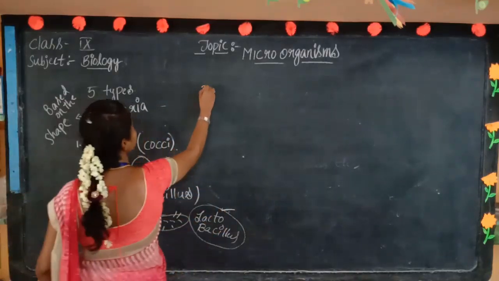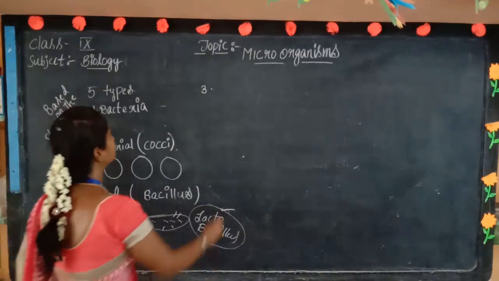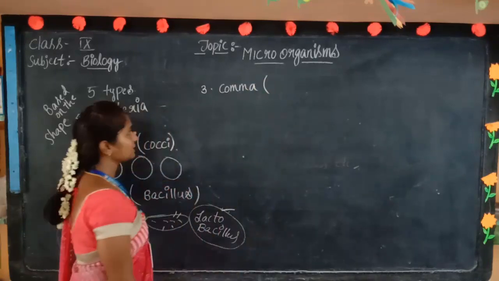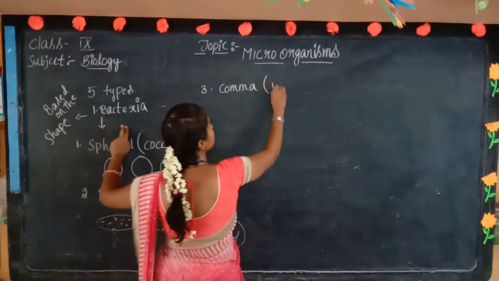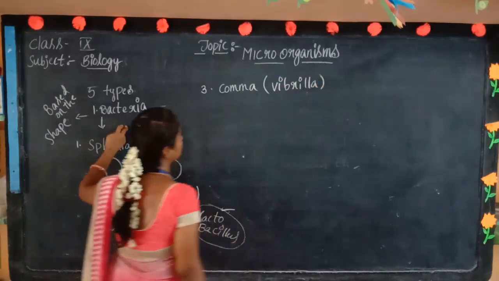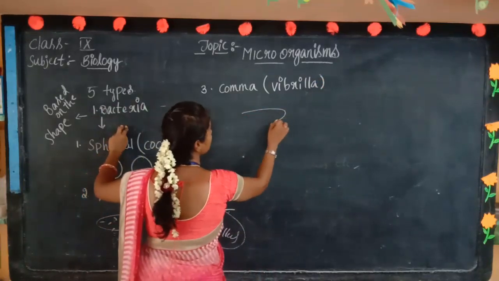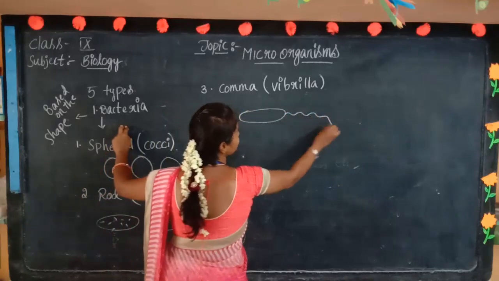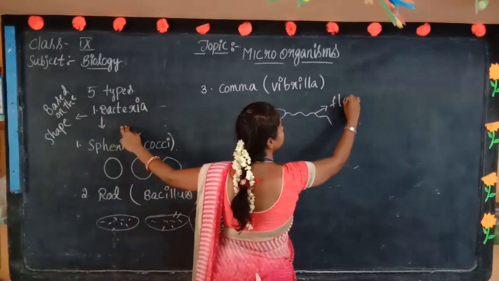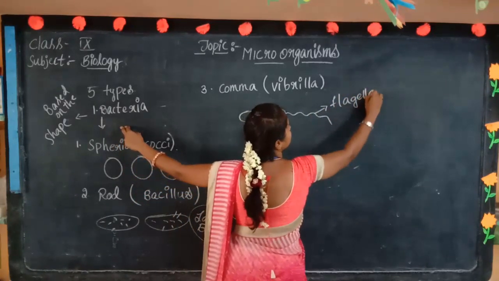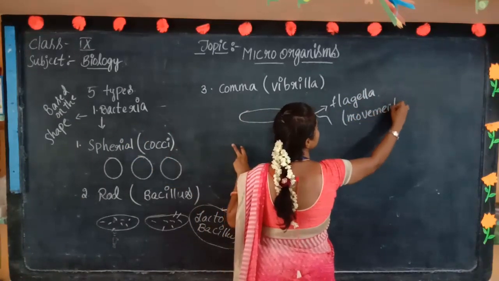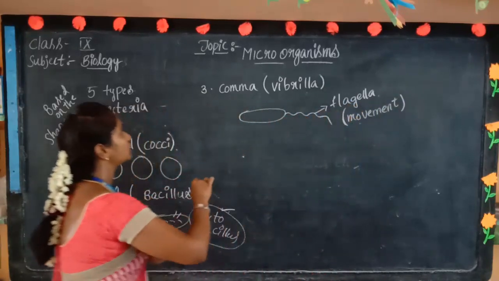Then the third type is comma-shaped bacteria. That comma-shaped bacteria we may call vibrilla. Now, how will the shape be? A string will be present. That string we may call a flagella. This flagella is helpful for movement, to move from one place to another place. So for movement it will be helpful, that is vibrilla.